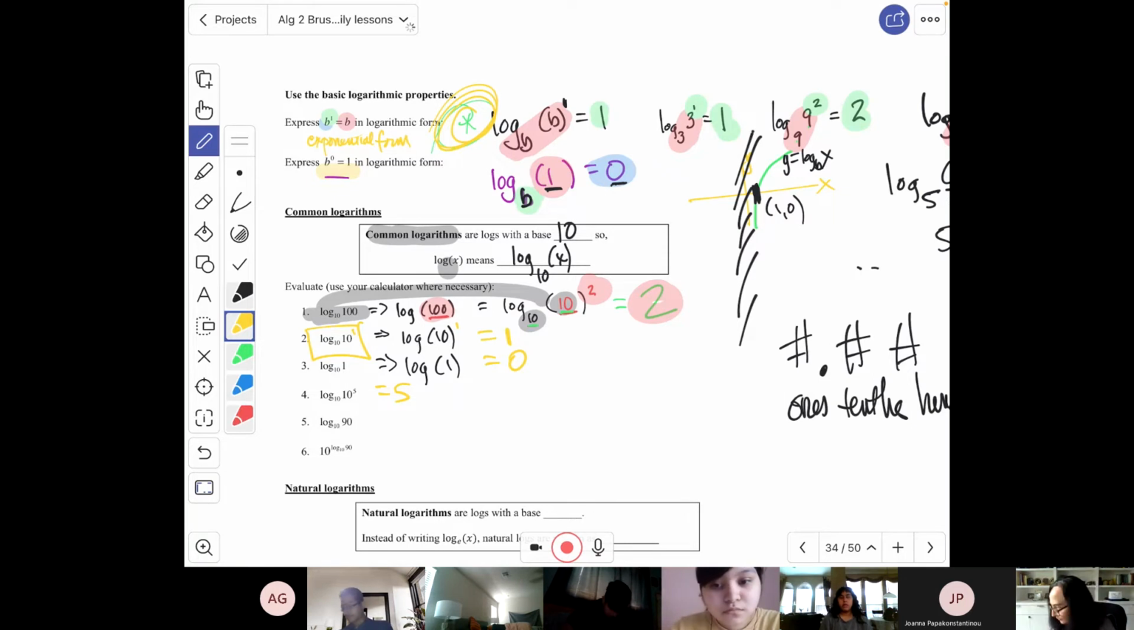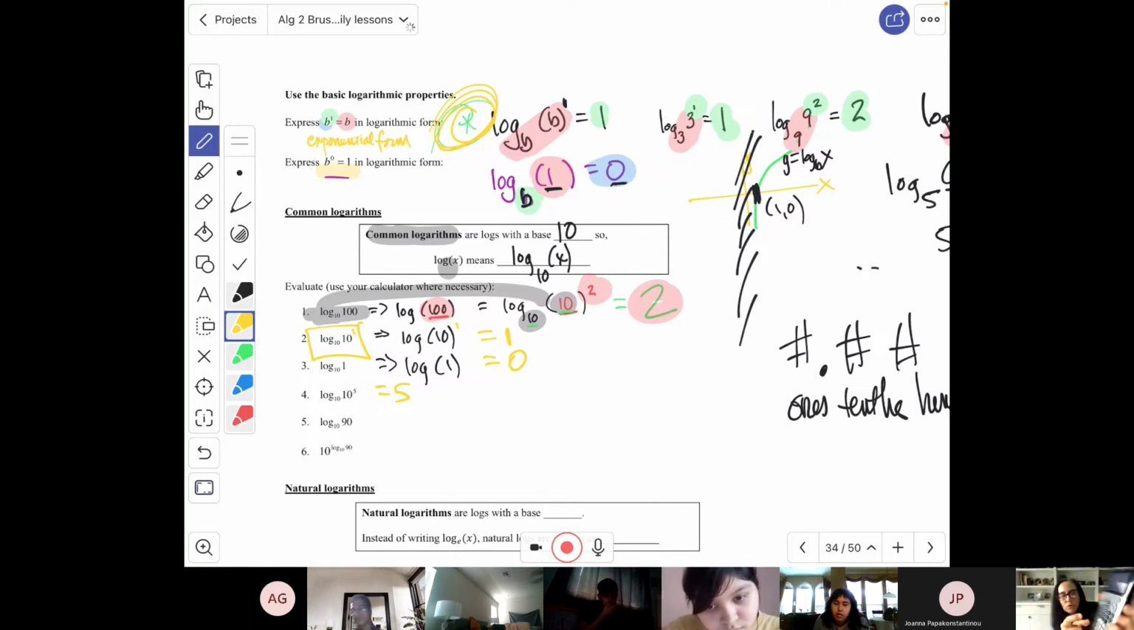Okay. On the calculator, there is a log button. The log button is right here. So if you type in log, and then put in the argument, in this case, it would be 90. Can you see that? It would tell you what that value is. So there is a common log button on the calculator.